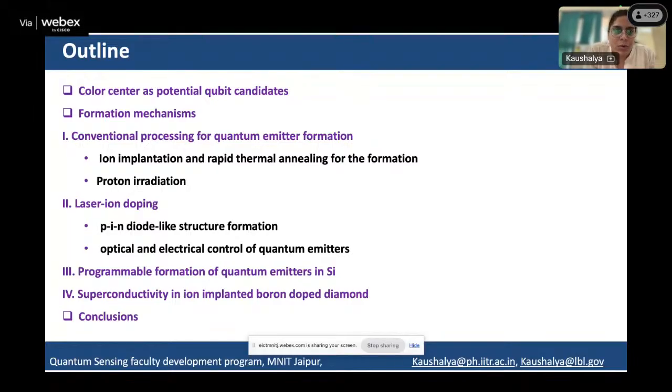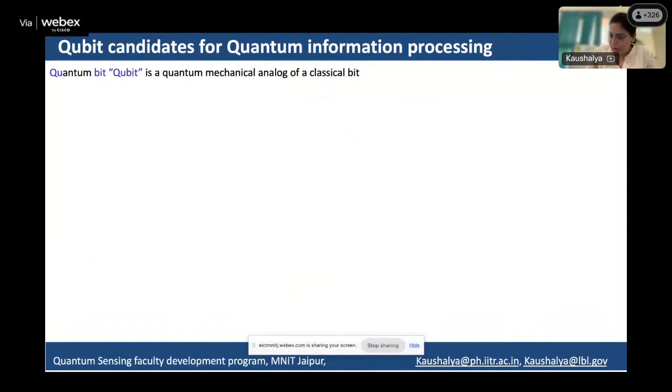Ion implantation also plays a critical role in many of the quantum technologies that you may have come across. And then finally, I'll talk about the programmable formation of quantum emitters in silicon and their applications, and briefly also about superconductivity in ion implanted boron doped diamond, which then potentially can be used as a quantum sensor. And in the end, I'll conclude all my work and the lecture.